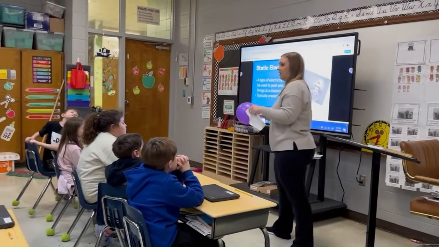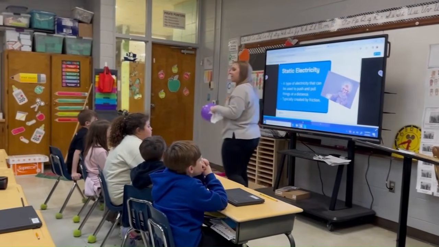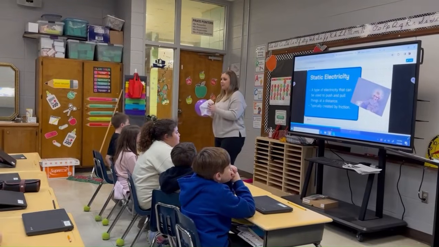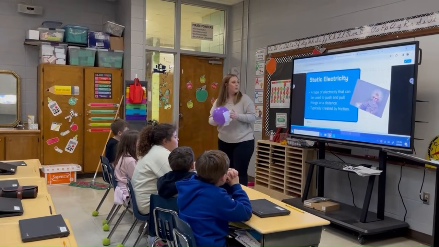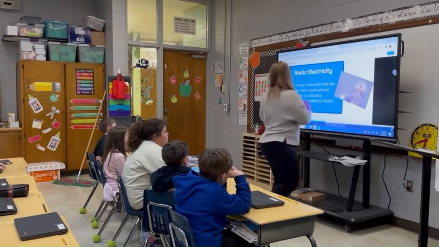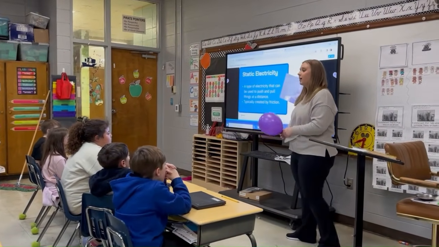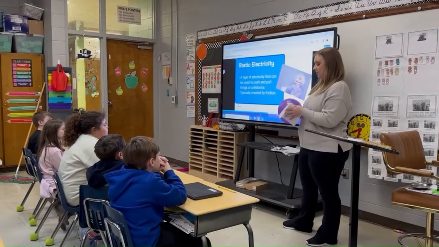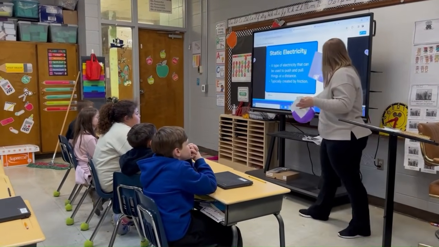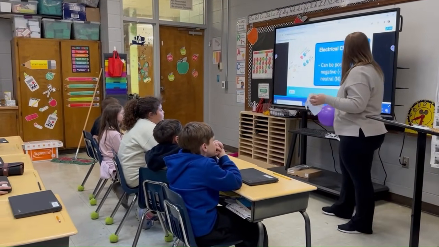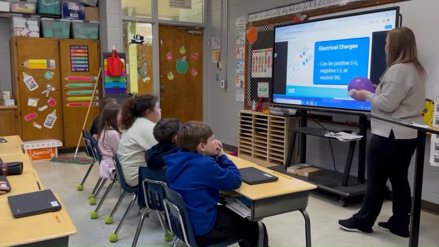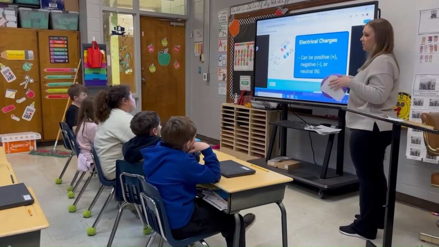Static electricity. Y'all remember last week how we talked about friction? It's a type of force when you rub something against another. Well, static electricity is a type of electricity that can be used to push and pull things at a distance, and it's typically created by friction. So like you saw, I was rubbing the balloon on my shirt. That's a result of a transfer of electrical charges.